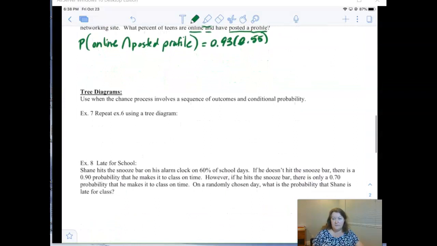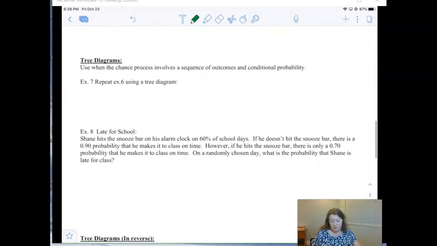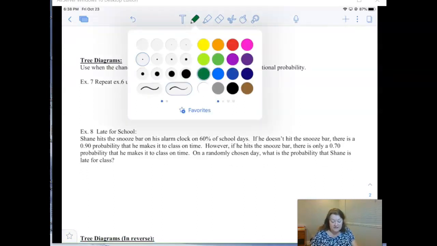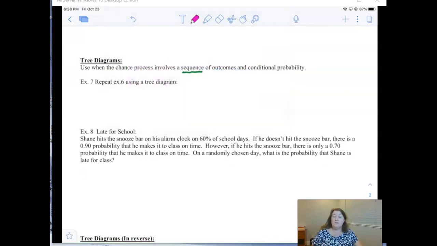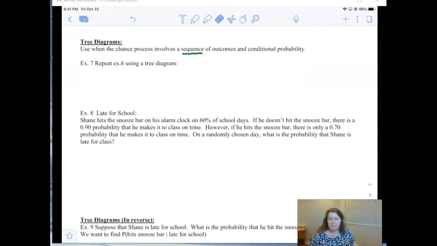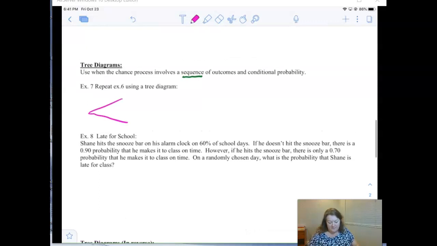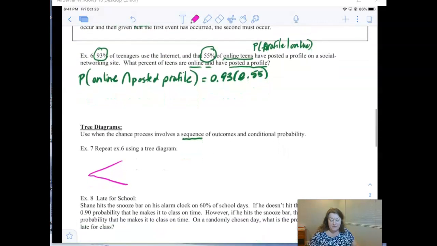Now, a tree diagram is fantastic when we are talking about stuff happening in sequence, and that's really the key idea for a tree diagram. So we want to do a tree diagram where we can purposely see this happened first and then that led to the second thing. Since I have more room going sideways, I'm going to make my tree diagram going sideways.